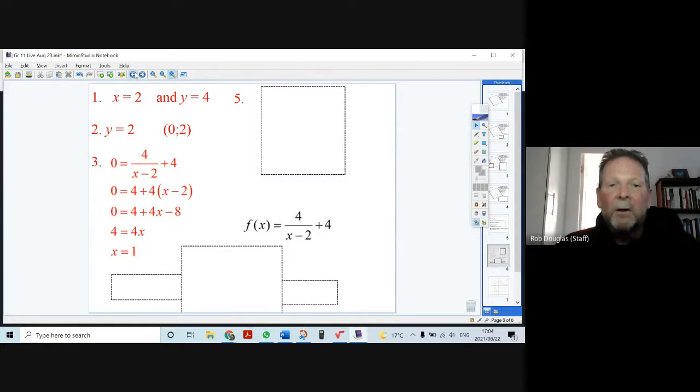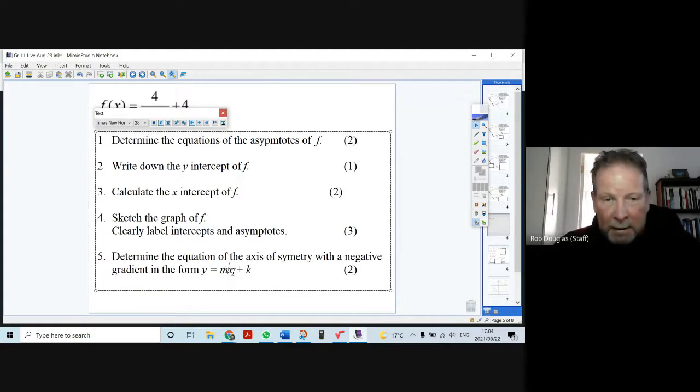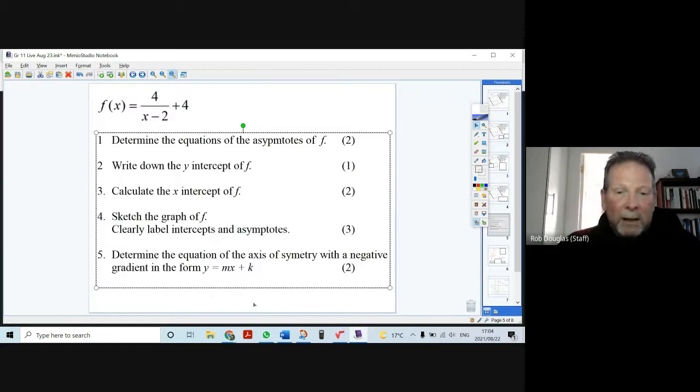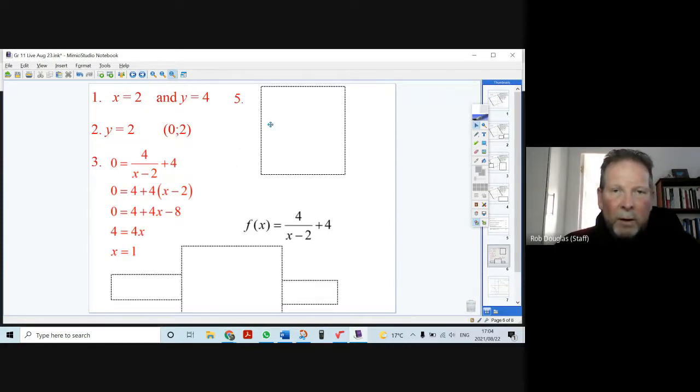Now let's just take a look at the last question. Determine the equation of the axis of symmetry with a negative gradient in the form y equals x plus k. Well, I guess they said negative, so this would be better as y equals mx plus k. That should be the answer, because it isn't a 1. It actually is something else. Let's go take a look at what it is.